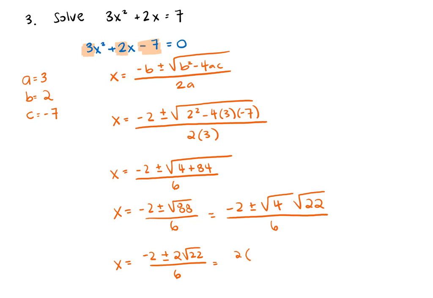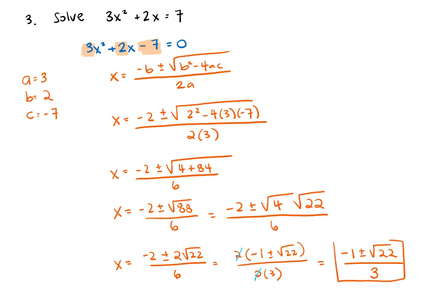So if I factor out a 2, I get negative 1 plus or minus the square root of 22 over 2 times 3. So I can factor that 2 out of both the numerator and the denominator. And I'm left with negative 1 plus or minus the square root of 22 over 3. It's important to keep it like this. Make sure that the negative stays in front of the 1 and not in front of the fraction. And there we go. That's our solution.